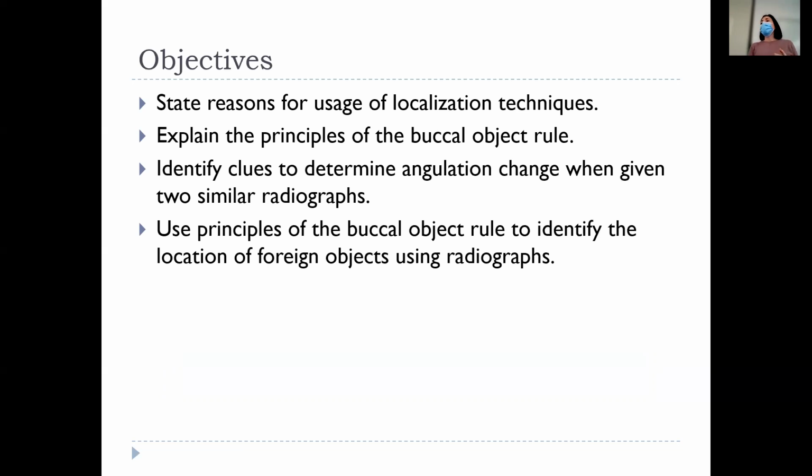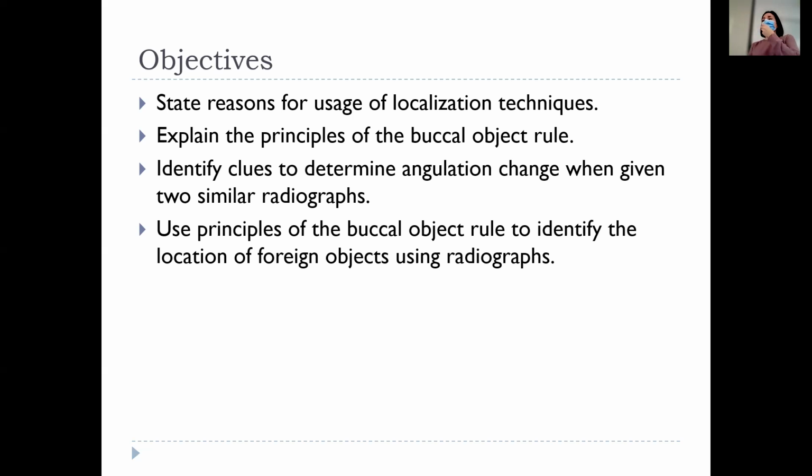Identify clues to determine angulation change when given two similar radiographs. So when you look at a radiograph of a canine, and then you take another shot of the canine, but the angles have changed, either horizontal or vertical, what are the clues that tell you which direction it changed? That's what we're looking for.